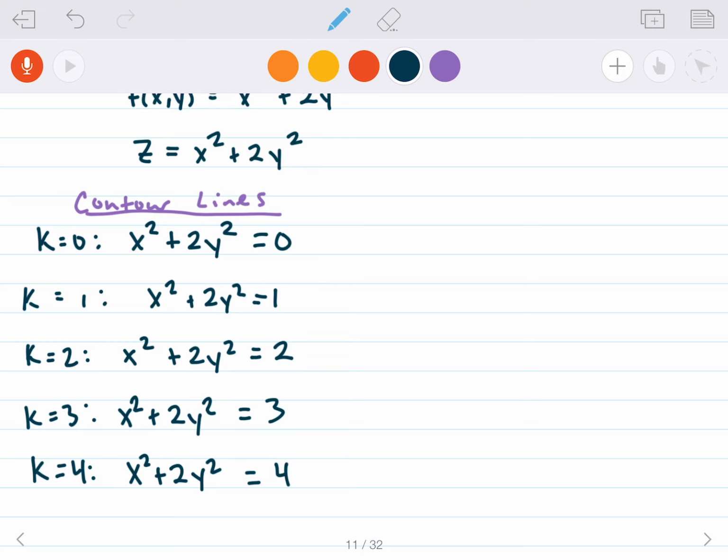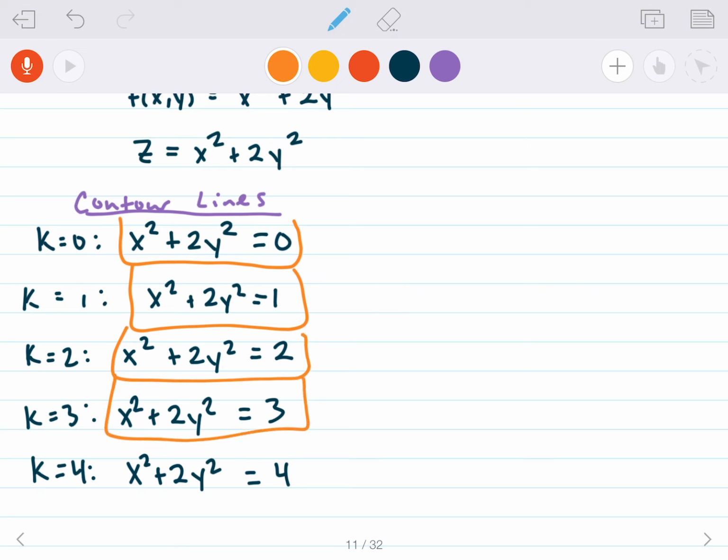Something to keep in mind here, these are all of the equations you can put in Desmos to make the contour diagram, right? The collection is what is known as the diagram. The individual curves are the contour lines or the contours. I know it's a lot of new vocabulary, but yeah.